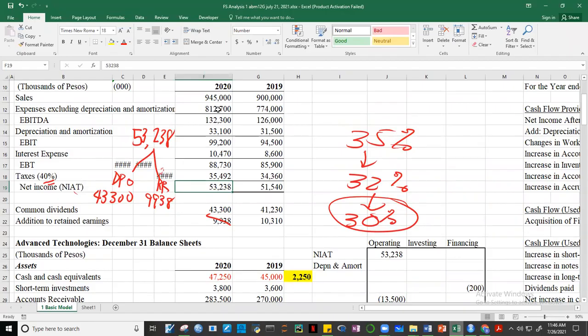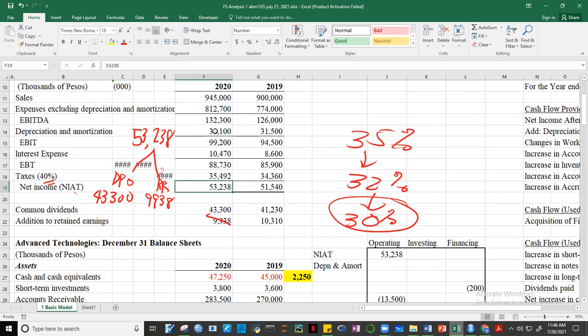Pero hindi naman siya cash. So, ang epekto nun dapat ima-minus natin siya. Okay. How about expenses that are non-cash? Sinabtract natin, no? 132 minus 3,399. So that affected our net income after tax.